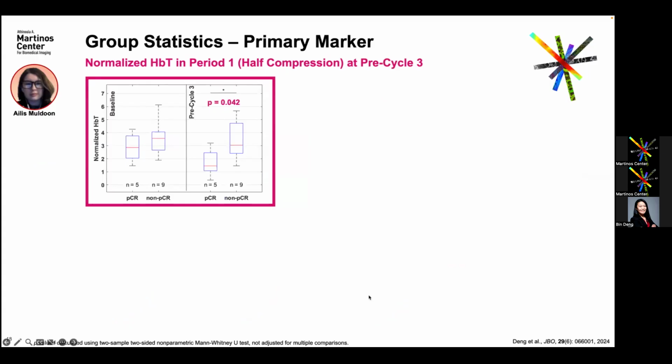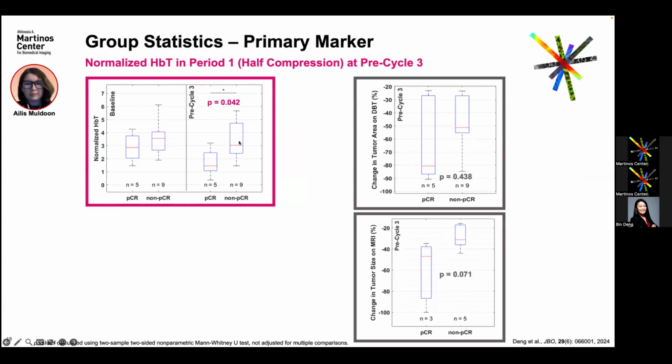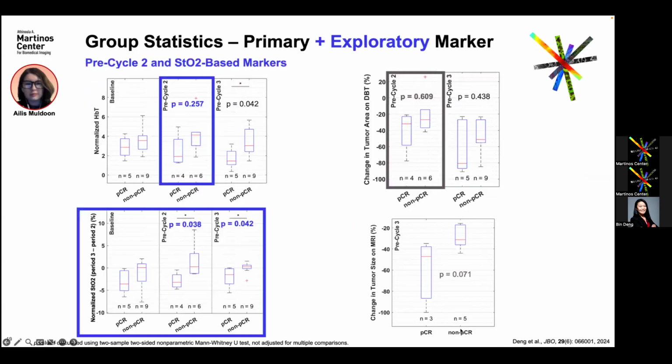Using that metric at pre-cycle 3, the mid-treatment point, we did see a significant difference in normalized HBT between the PCR and non-PCR groups. When compared to size-based metrics we derive from DBT and MR, these are not significant, though MR is very close. I think it's because the variation is too big, and the sample size is very small because not all patients consented to do an actual MR.